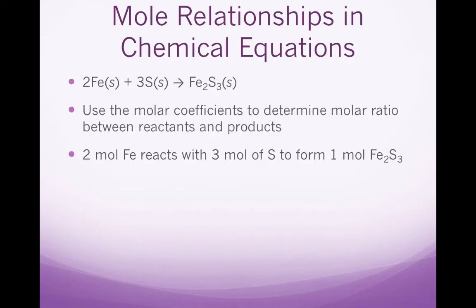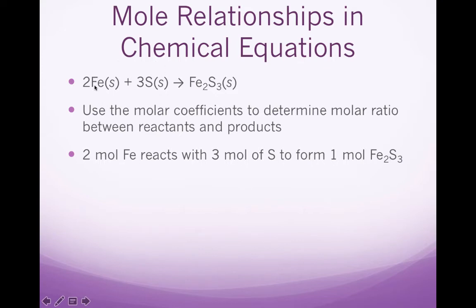Okay, so I can actually use the balanced chemical equation to do calculations. You can use the molar coefficients to determine molar ratios between reactants and products. These are the molar coefficients, the numbers that we changed in order to balance the reaction. So what this is saying is that 2 moles of iron reacts with 3 moles of sulfur to form 1 mole of iron 3 sulfide. The numbers in front, you can just use them as mole ratios to do calculations.